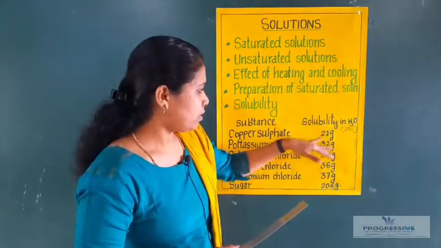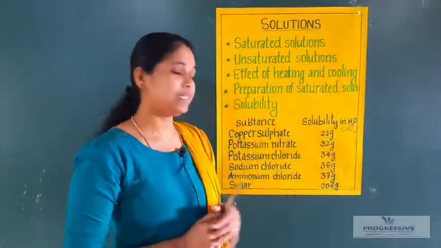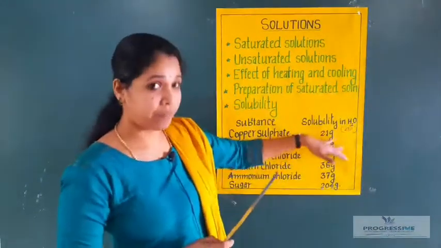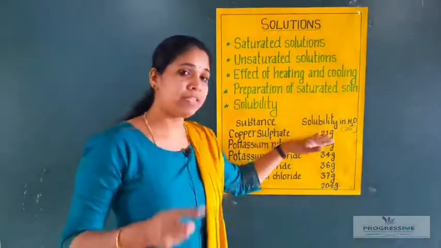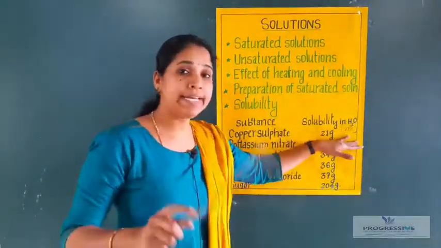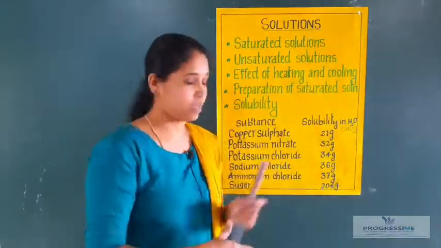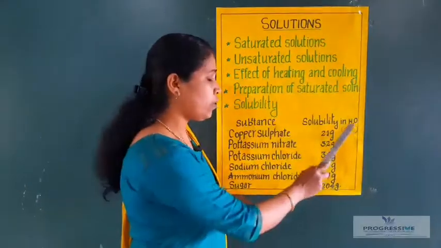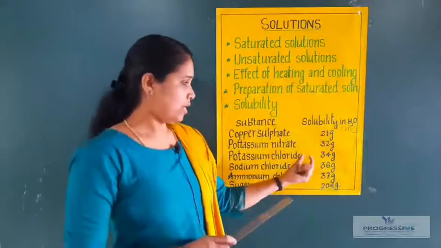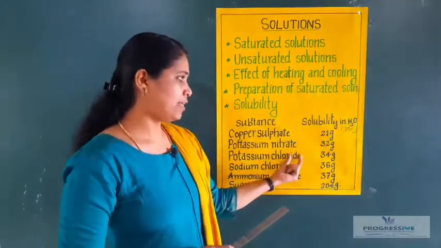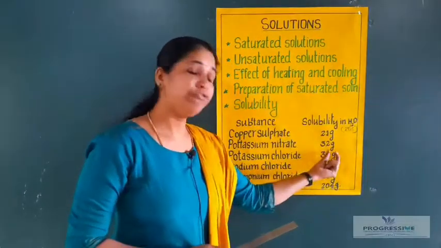And the next one, potassium nitrate. The solubility in water at 20 degrees Celsius is 32 gram, that is, only 32 gram of potassium nitrate can be dissolved in the water at 20 degrees Celsius. If the temperature increases, the solubility also increases. So, this is the solubility at 20 degrees Celsius. And next one, potassium chloride. The solubility of potassium chloride in water at 20 degrees Celsius is 34 gram.